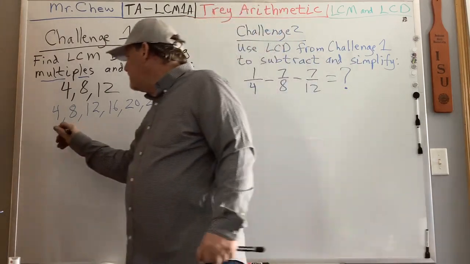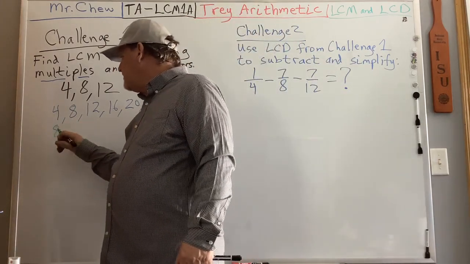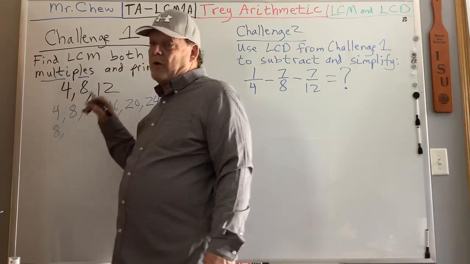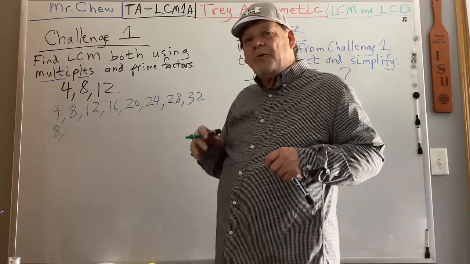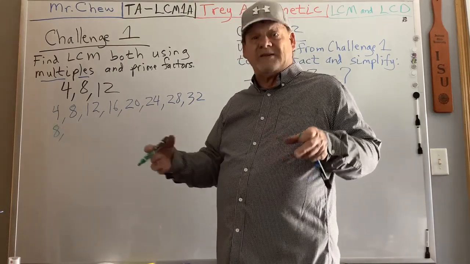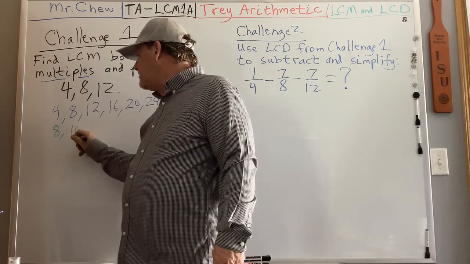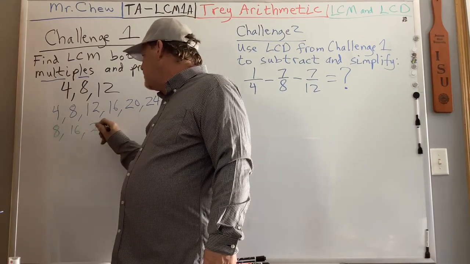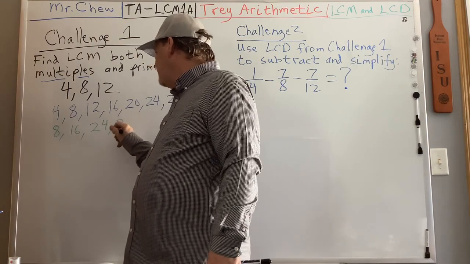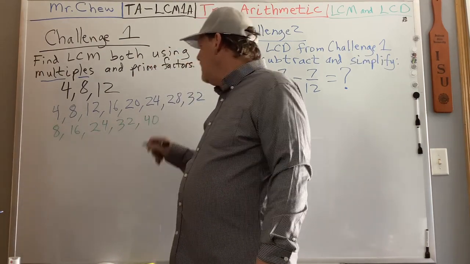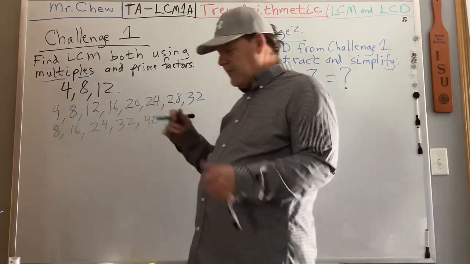Now let's do the 8s. 8 times 1 is 8, so the very first thing I'm saying, oh, maybe 8 could be, nope, because 12 is bigger than 8. Remember, multiples means you're going to multiply them by something to get to that number. So 8 times 1 is 8, 8 times 2 is 16, 8 times 3 is 24, 8 times 4 is 32, 8 times 5 is 40. Well, there's a 24, so that's in the running now.